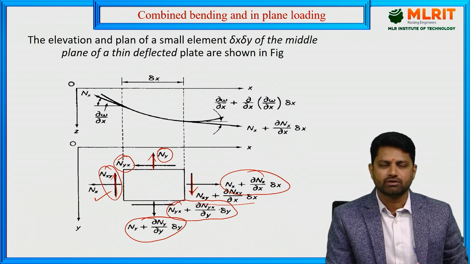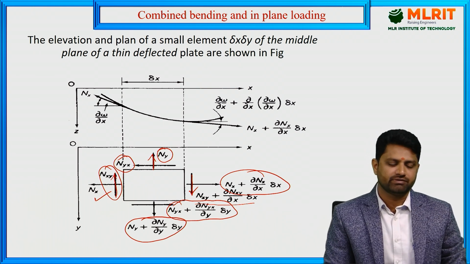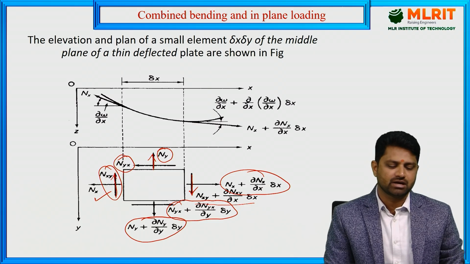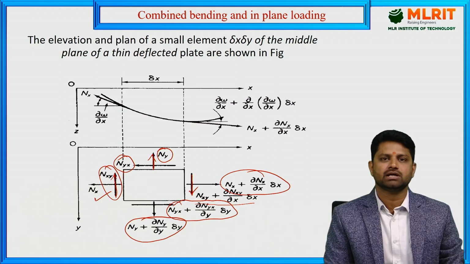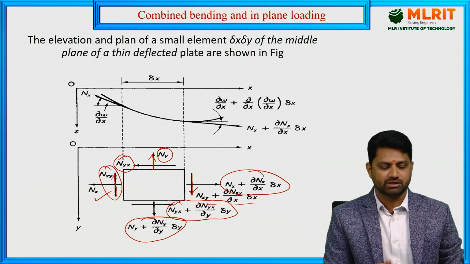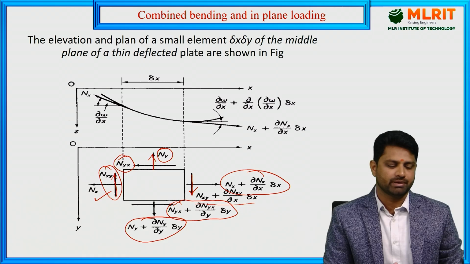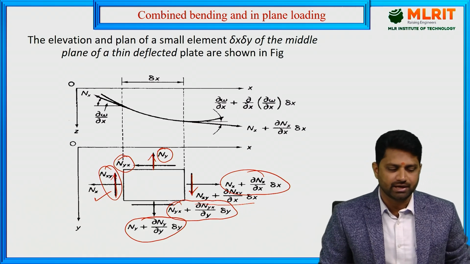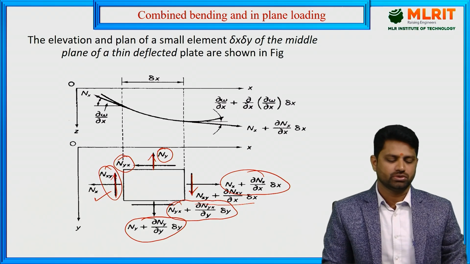So whatever equations we are going to write, we are going to write from this diagram only. So you have to draw this diagram and denote all the notations properly in such a way that it will become easy for us to write an equation, either it may be the equilibrium equation or the moment equation. Okay, so this is the small element in elevation and plan view that we have seen.